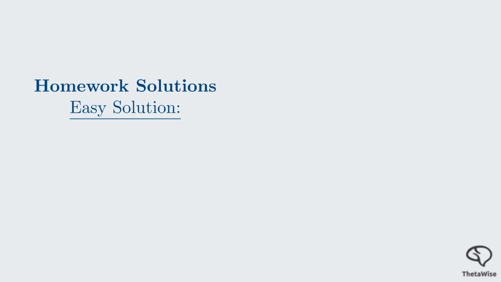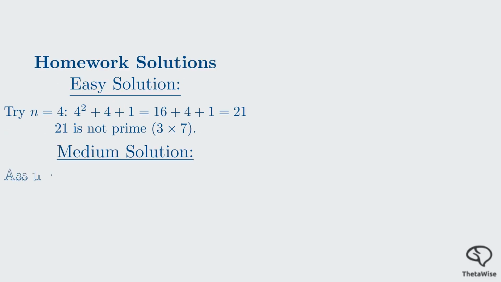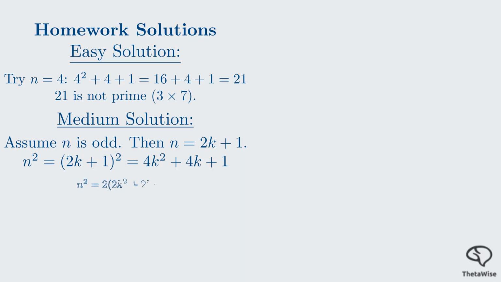For the easy question, we need a counterexample for n squared plus n plus 1. If you chose n equals 4, you found that the result is 21, which is composite. Therefore, the statement is false. For the medium question, we use contradiction. Assume n is odd. Squaring an odd number always results in another odd number. This contradicts the given information that n squared is even. So n must be even.